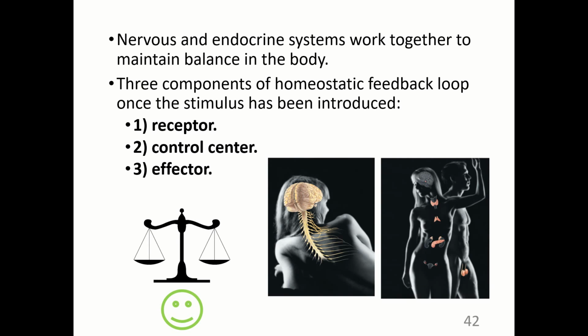So I mentioned here once stimulus has been introduced. The stimulus is going to be the change from the set point. The set point is the normal range that our body maintains, be it temperature, blood chemistry, and the stimulus will be a change in that set point. So once the stimulus has been introduced, the receptor receives that change, and then it tells the control center about it, and then the effector will help to return us to our set point.